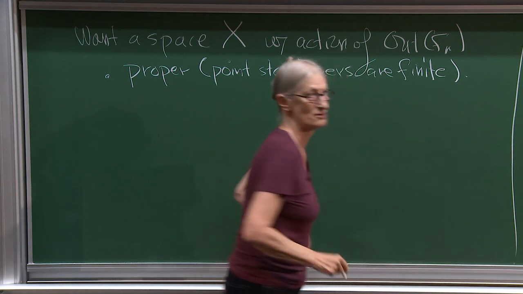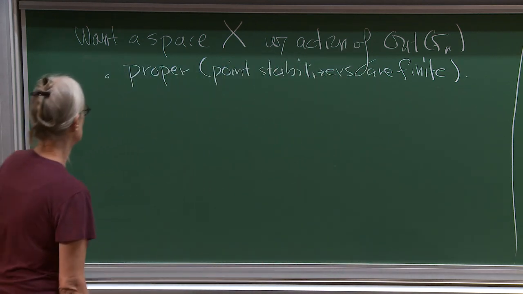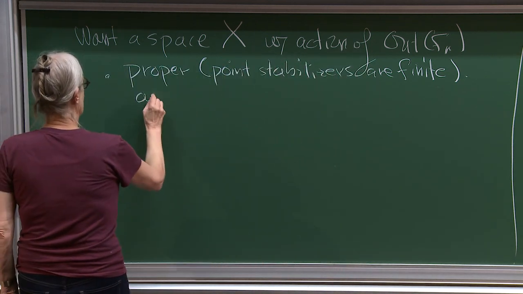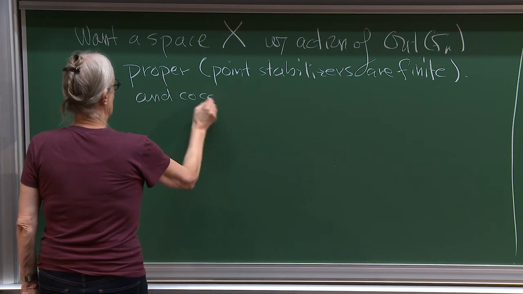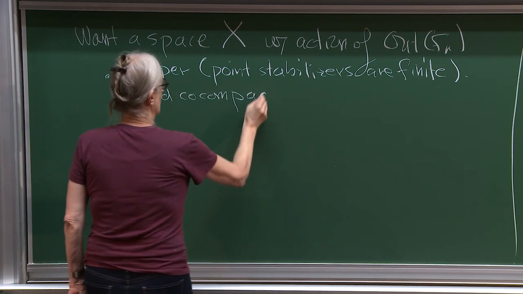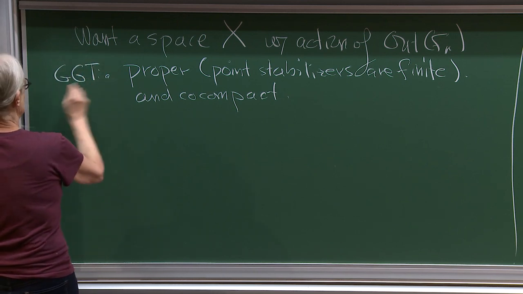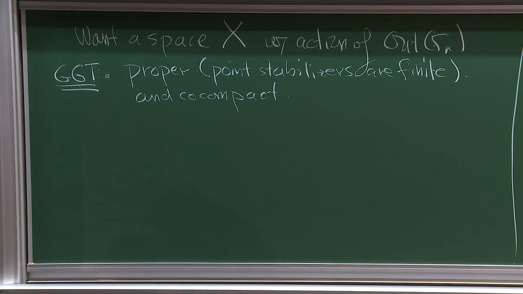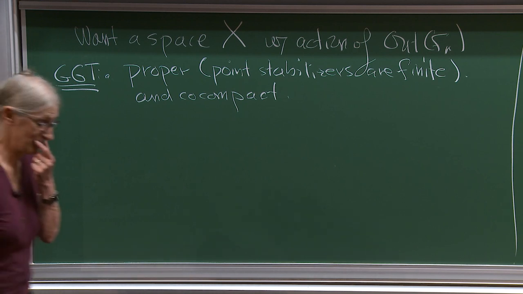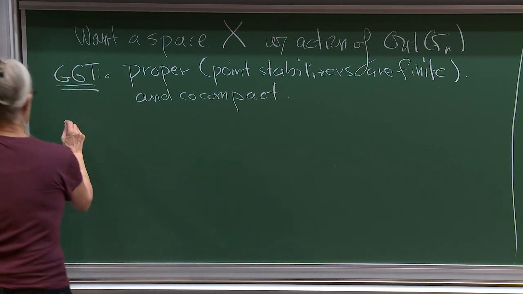We're thinking of these as discrete groups. They're discrete groups, and co-compact. So that's what you want to do to use geometry to study the group: geometric group theory. On the other hand, you might be an algebraic topologist.